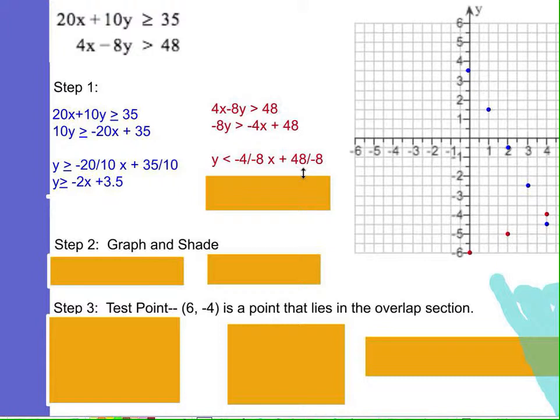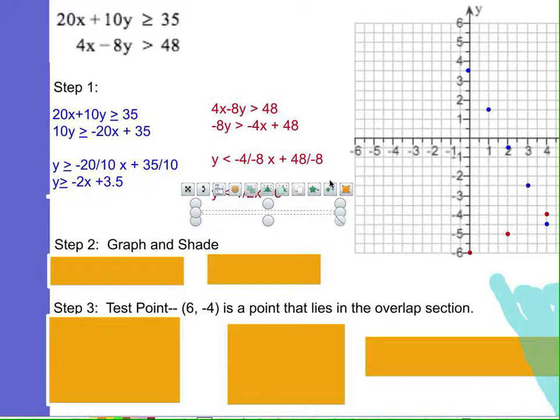Negative 4 divided by negative 8, and 48 divided by negative 8. When we divide and simplify, we get y is less than 1/2 x minus 6. Again, to graph, we're going to start with this first equation in blue.